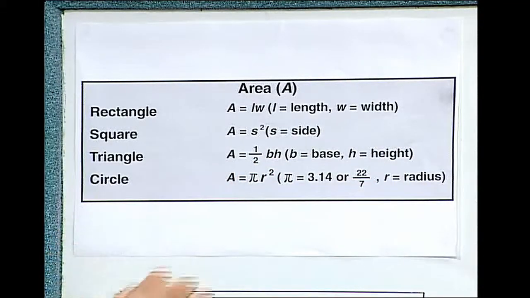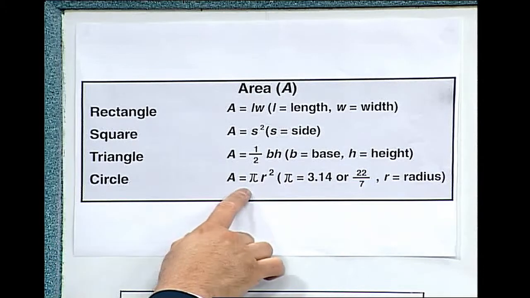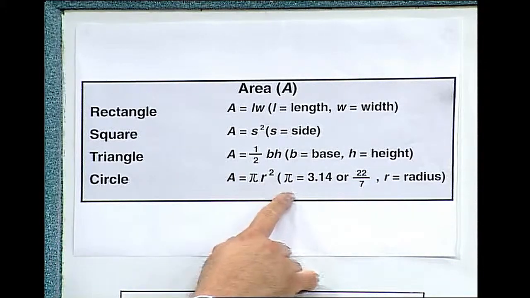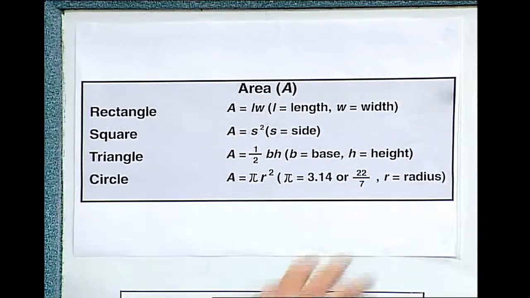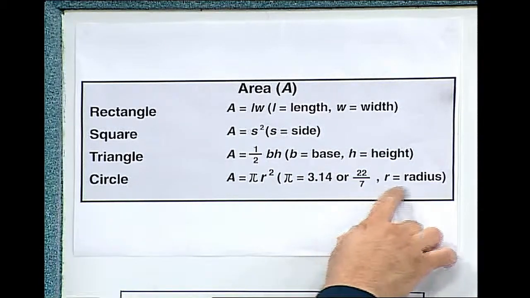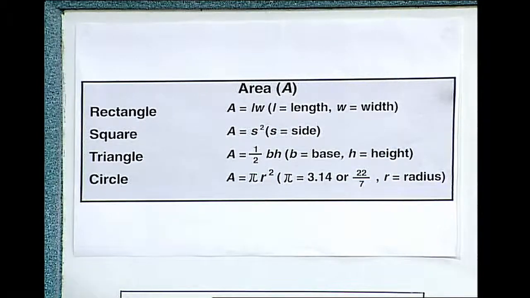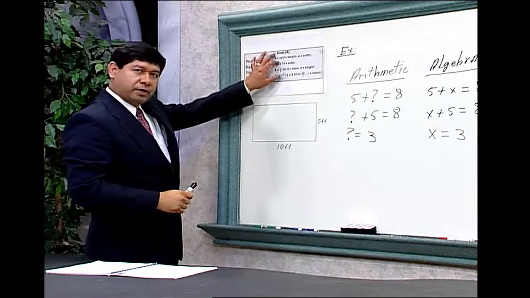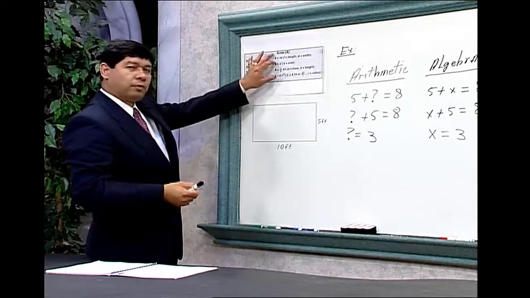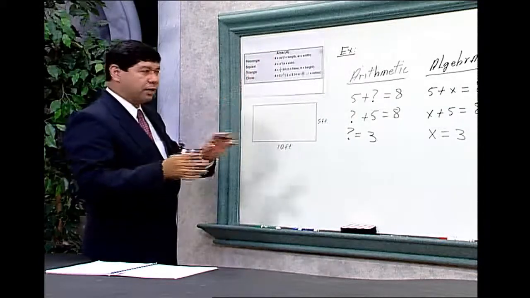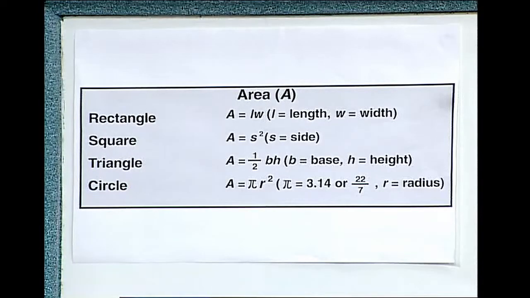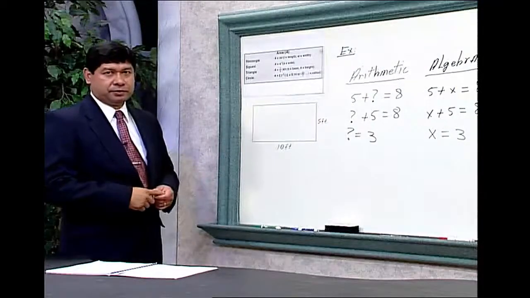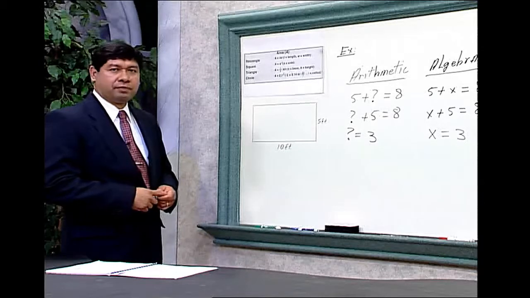The area of a circle is equal to pi radius squared. Pi approximately 3.14, or we can also represent that as 22 over 7. And we know that R is equivalent to the radius. So again, using the algebraic method or formulas, we know what the letters stand for, and that's the whole idea behind the algebra. These formulas represent algebraic equations, formulas that we've been using since the beginning of the math series.